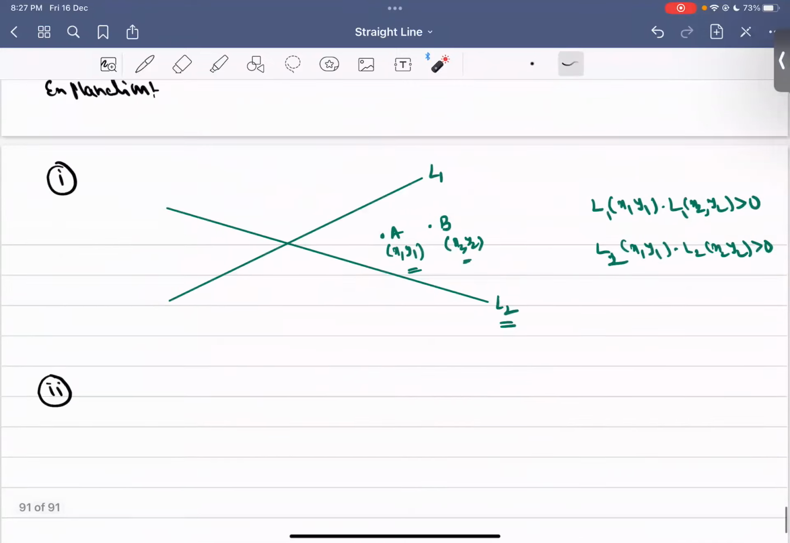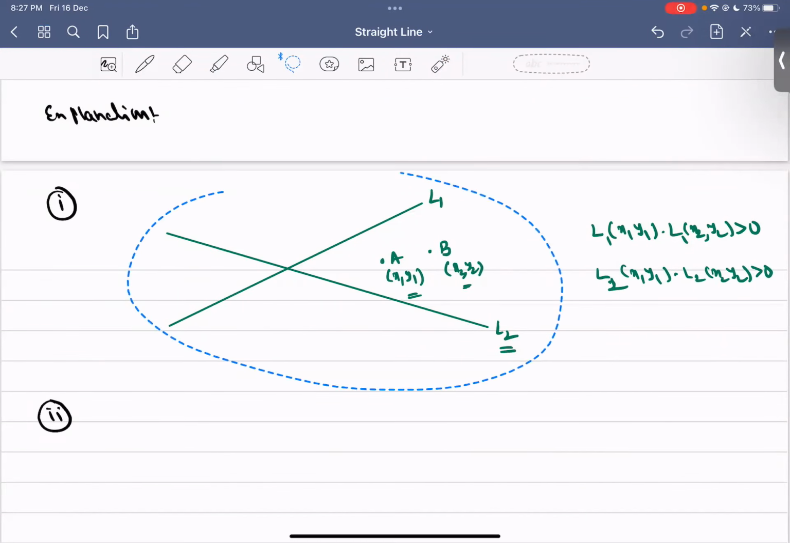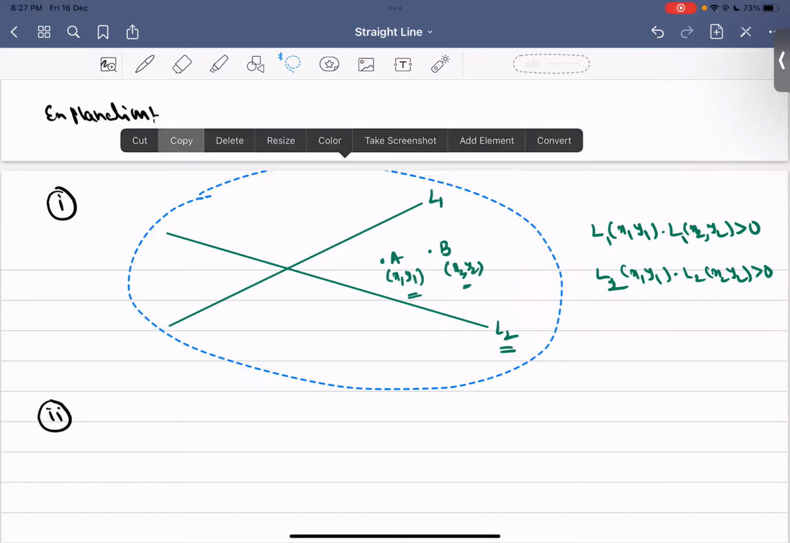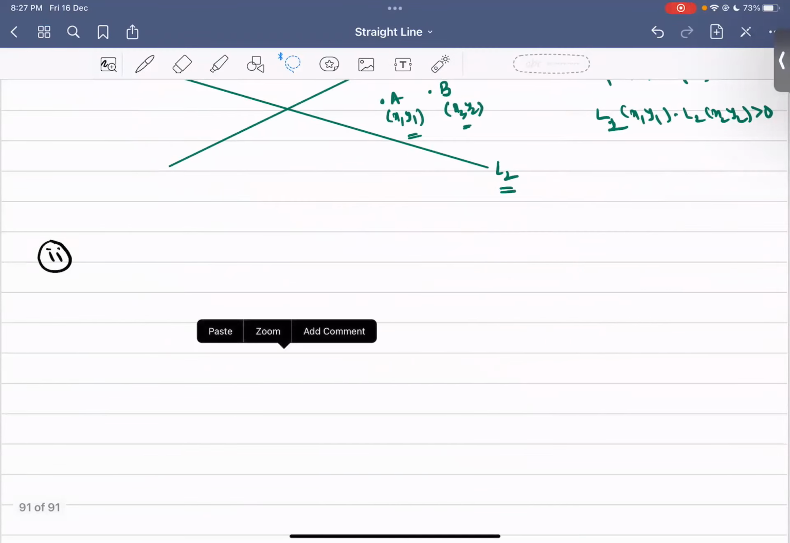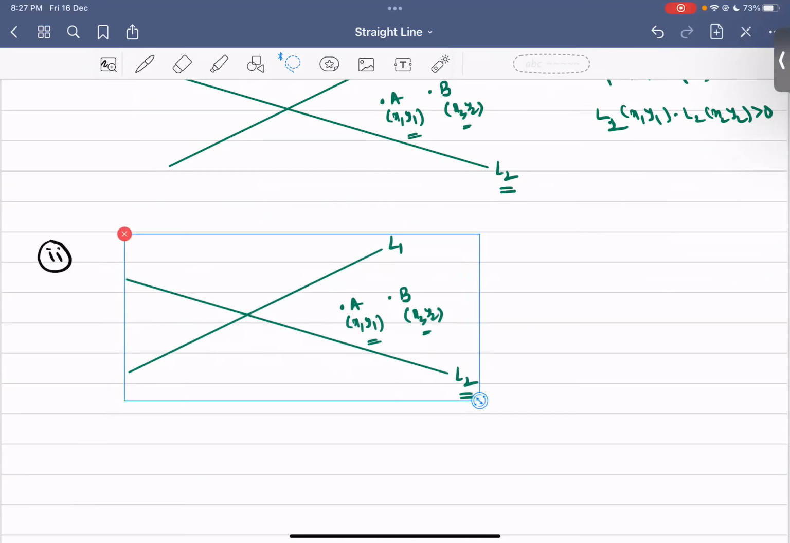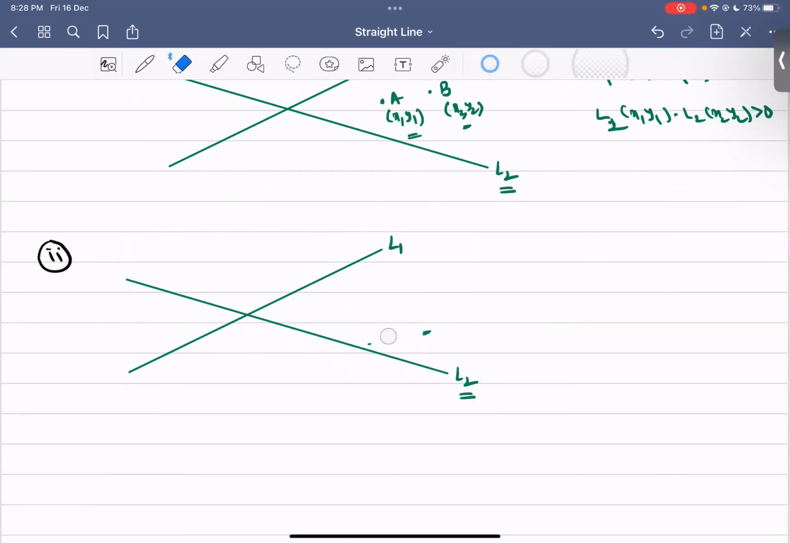So vertically opposite angles means, see, here the situation is different. Vertically opposite angle means suppose A (x1, y1) lies here, then B (x2, y2) lies in the vertically opposite angle. So A may lie here also, A and B like this. So I have taken this example. Now this situation, this case otherwise.